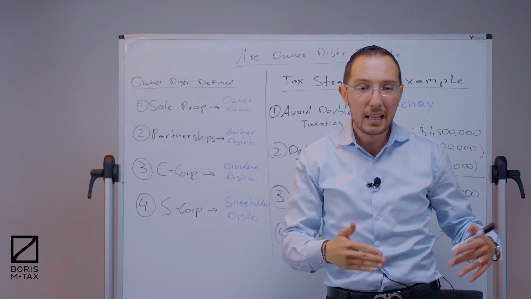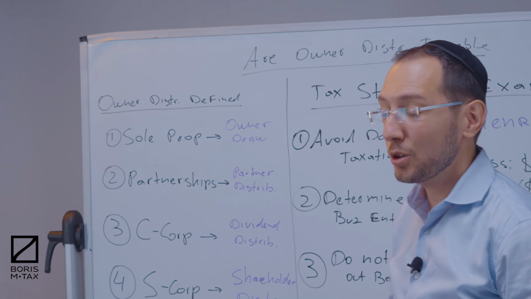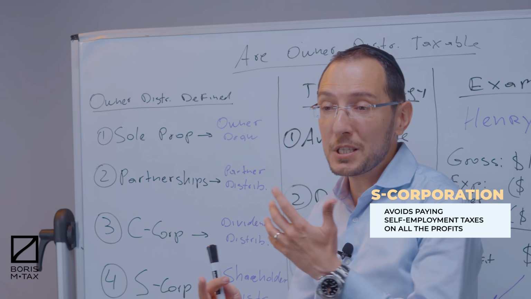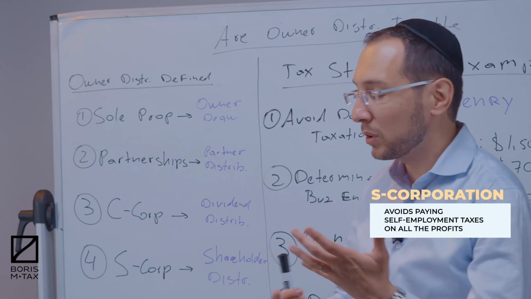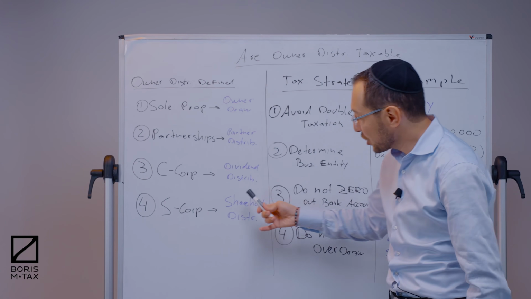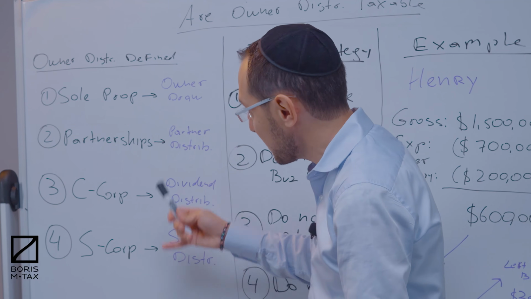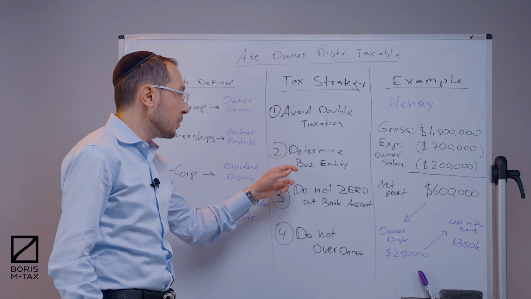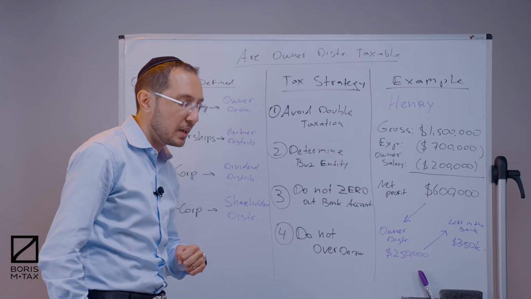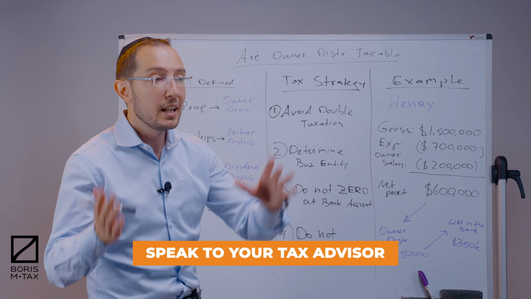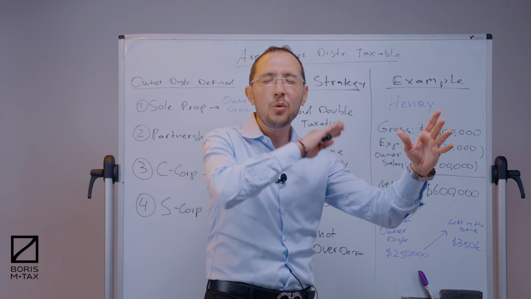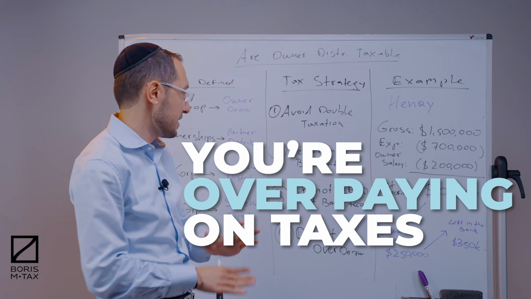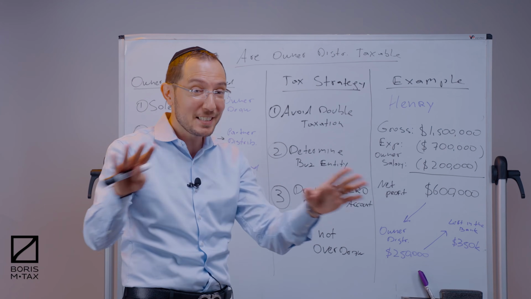In most cases, if you're profiting more than $80,000 in your business, you might want to be an S corporation, because an S corporation avoids paying self-employment taxes on all the profits, but at the same time, the shareholder distributions are not taxable compared to C corporation dividend distributions. So determine which business entity type you need to be. Speak to your tax advisor. If you do not have a tax advisor and you have a profitable business, ladies and gentlemen, I'm telling you right now, you're freaking overpaying in taxes, okay? That's the truth. That's the fact.